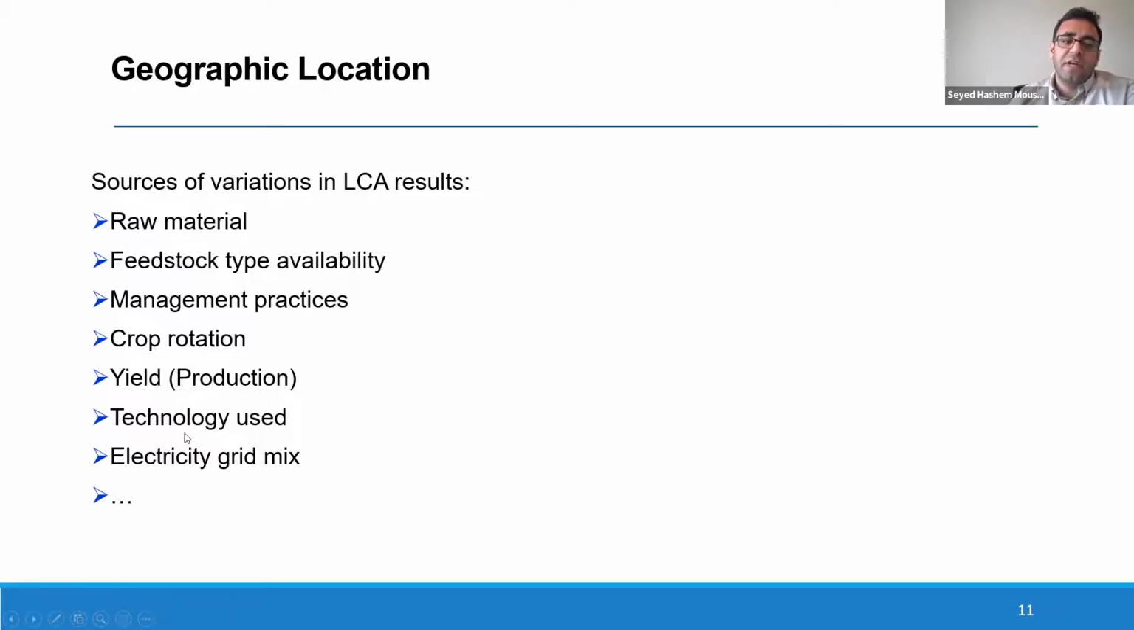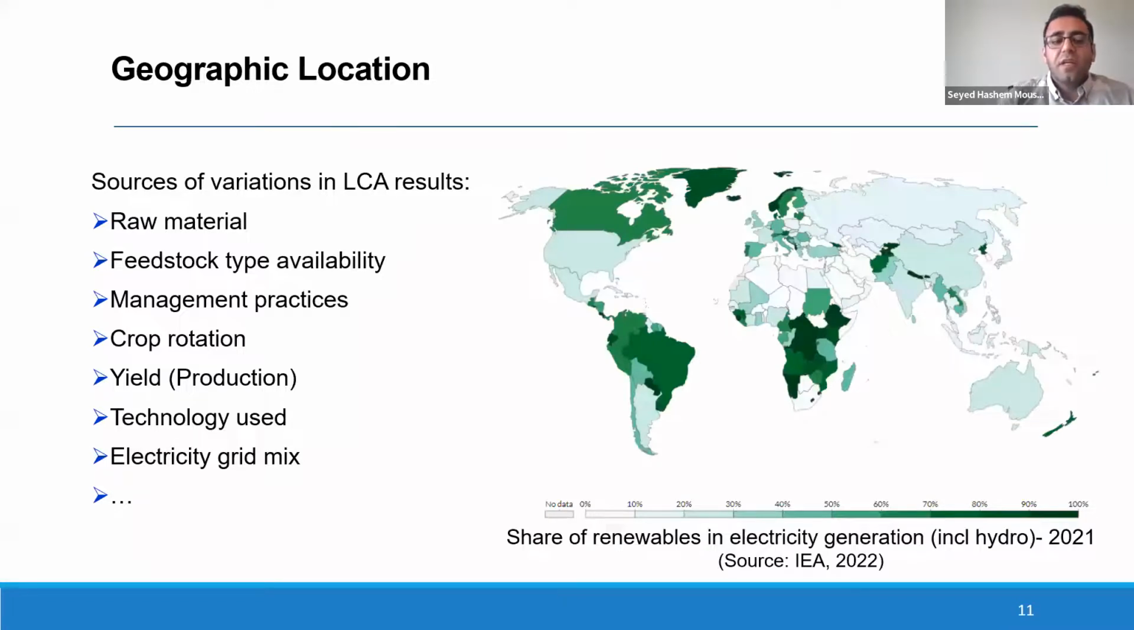Technology being used is another factor. This can be related to feedstock production, or to the logistic or conversion processes that impact the overall LCA results. For example, the electricity grid mix is one of the inputs. It can be used for the same technology, but in different locations, the electricity mix is different.